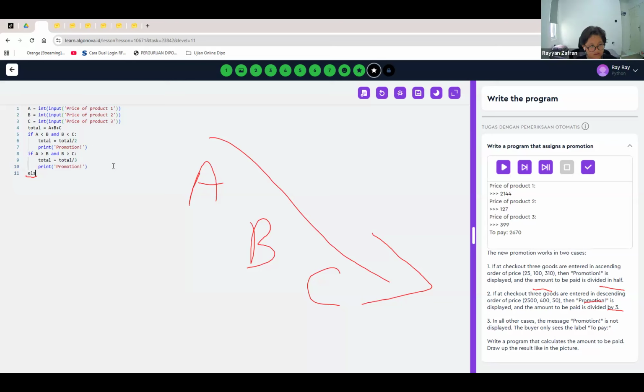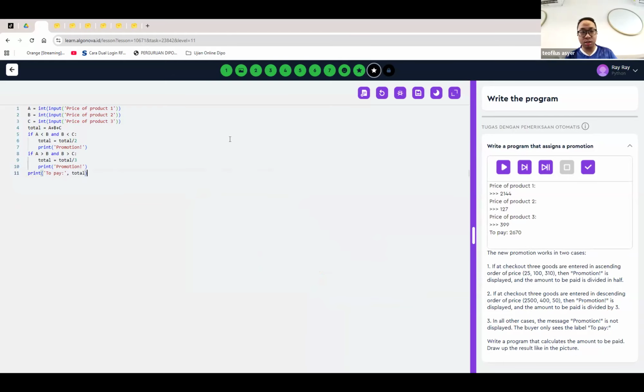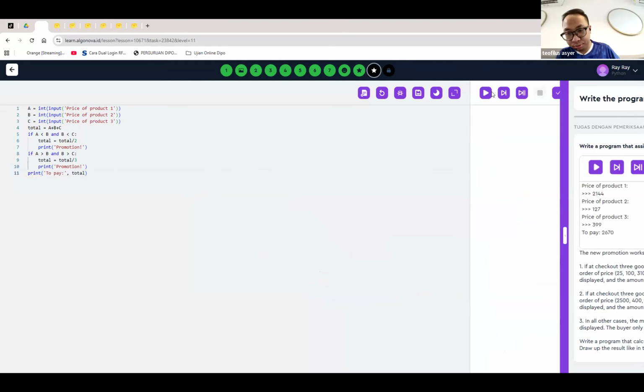Print, nggak usah else, print aja, so kan udah beres. To pay, koma, after quotation, oh, total. Oke, udah, coba recheck.